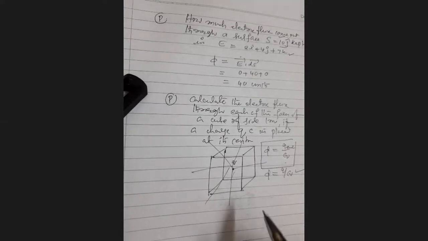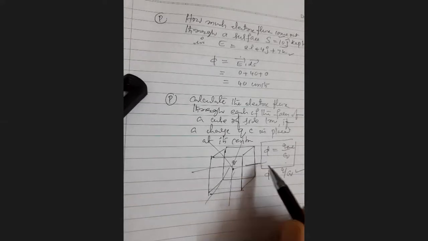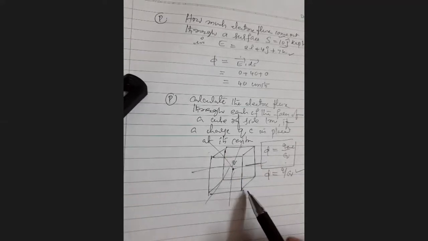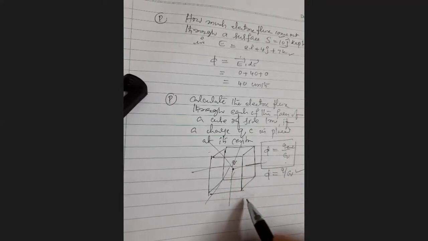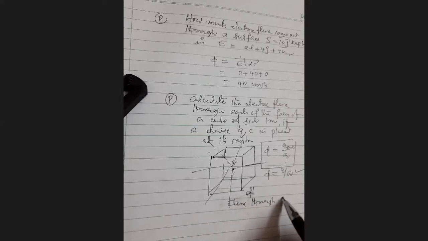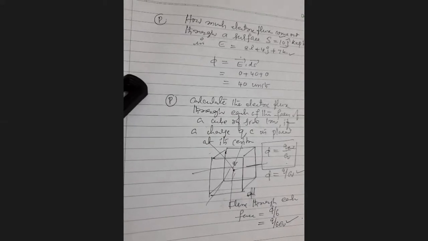This is the total flux. But the question is the flux coming out through any one of the faces. Here we have the 6 faces, right? The 6 faces are equal in area. Then flux through each face is equal to phi by 6, that equals q by 6 epsilon naught. This is the answer.